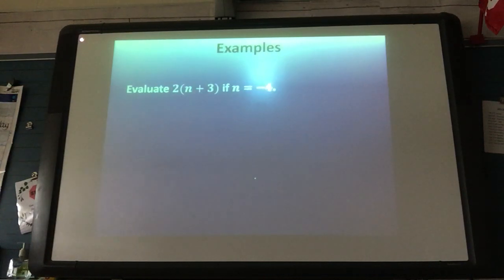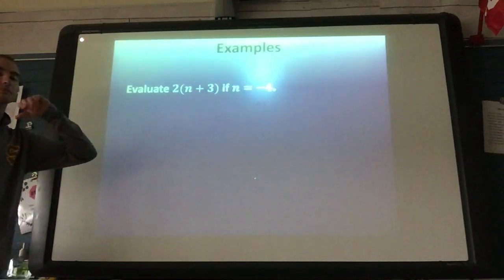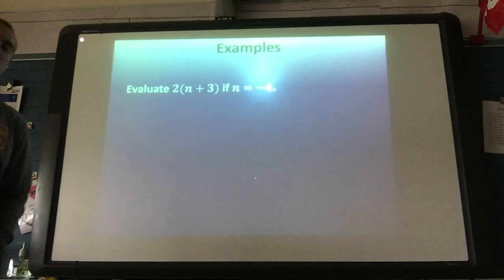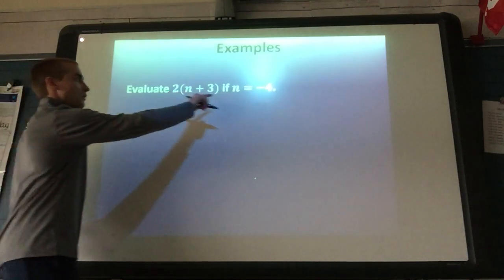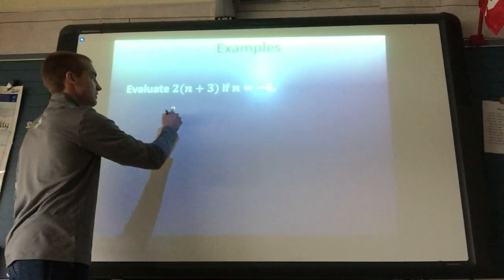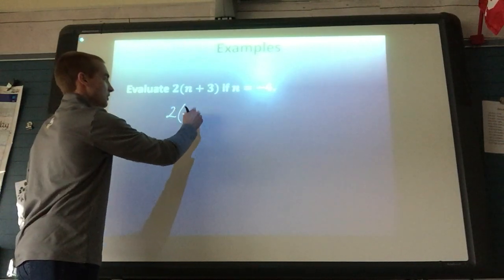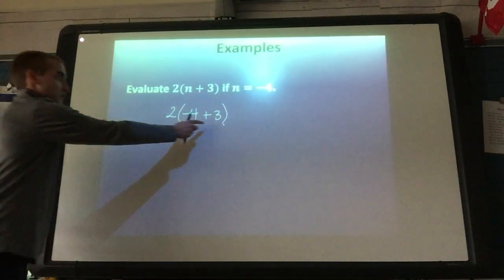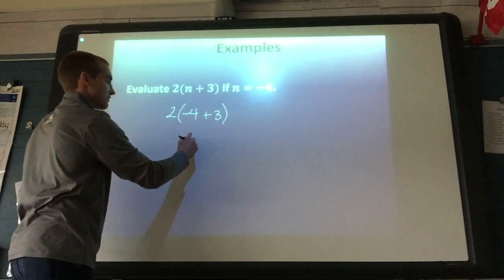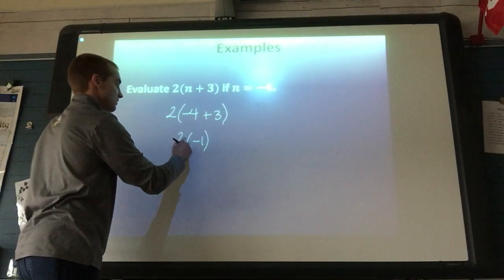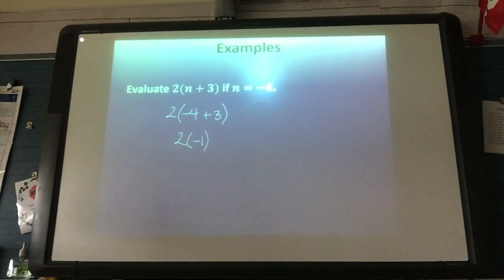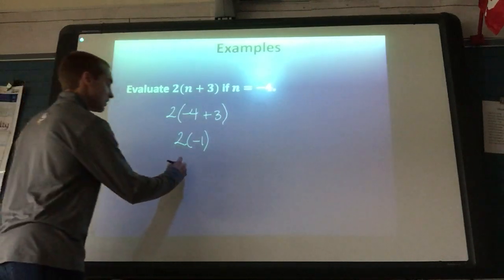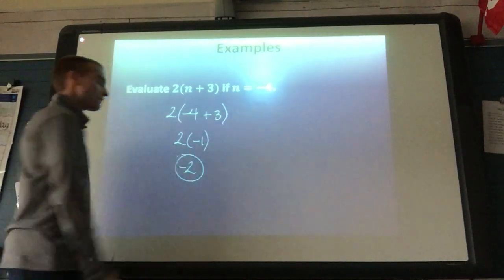We're going to look at our first example now. Evaluate this example, and on your paper you should see 2 parentheses n plus 3 if n equals negative 4. Every time we see n, we're going to replace that with negative 4. So we're going to rewrite the expression first and put negative 4 in place of n. Now we follow order of operations. So negative 4 plus 3 is first. That gives us negative 1. We're still in parentheses, and the 2 is on the outside of the parentheses. Nothing in between these two, so we're going to do multiplication. So 2 times negative 1 would be negative 2.